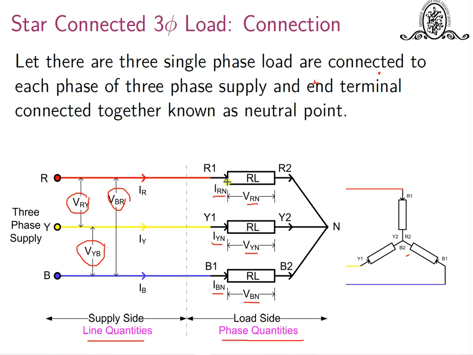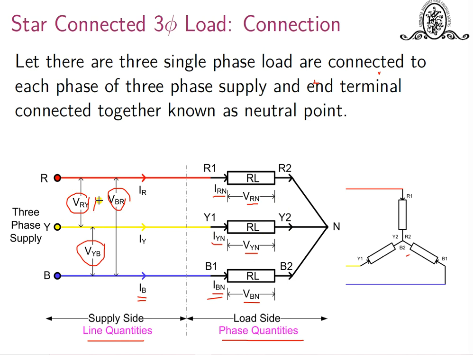Whatever the IR, it is IRN. Whatever the IY, it is IYN. Whatever the IB, it is IBN. So I can say that the phase and line currents are equal. But look at the voltage VRY. Suppose this is VRY, which is the sum of VRN and VNY.